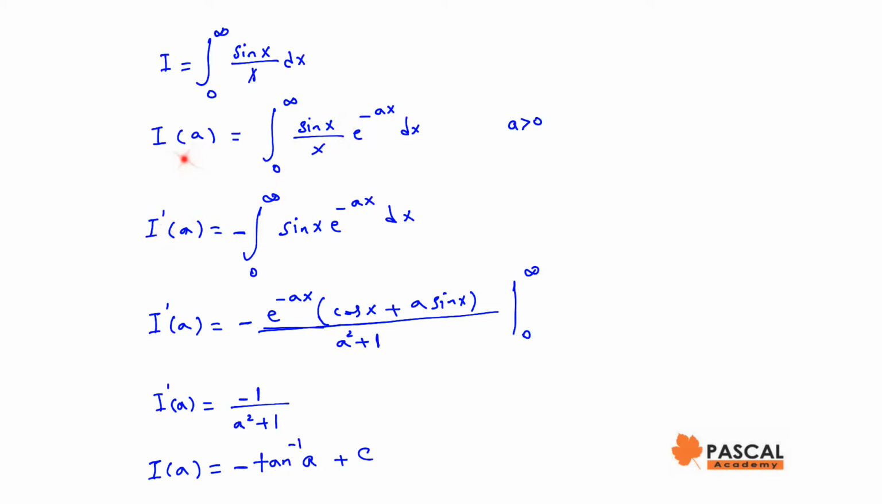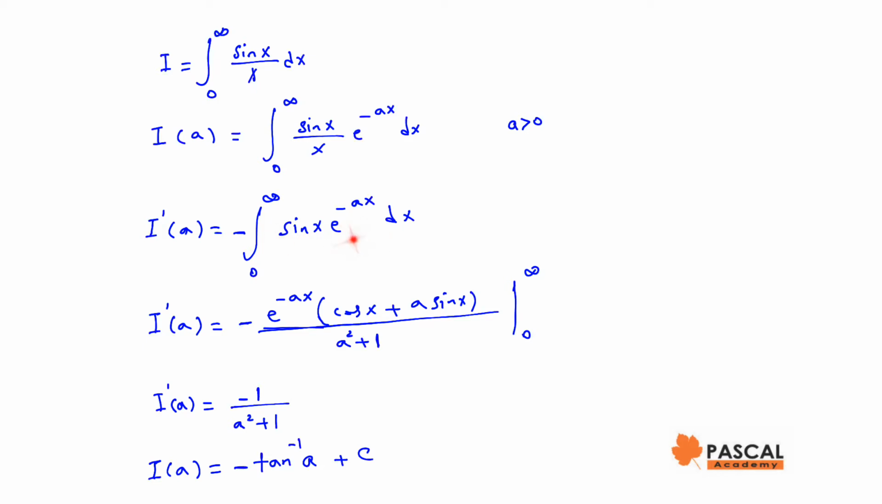We take the derivative of both sides of this equation and we switch the order of the derivative and integral. Theoretically, it has to be explained. At this stage, we assume we are allowed to. Therefore, I prime of a is integral 0 to infinity of the derivative of this function with respect to a, which is minus x times sine of x over x e to the power of minus ax dx.